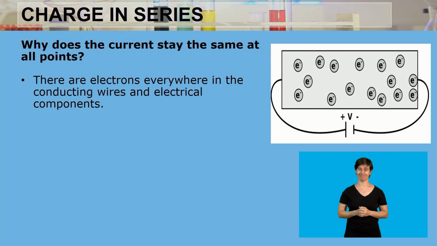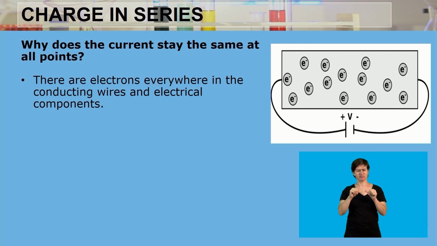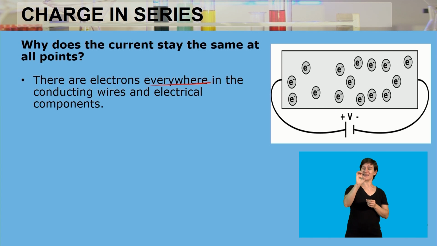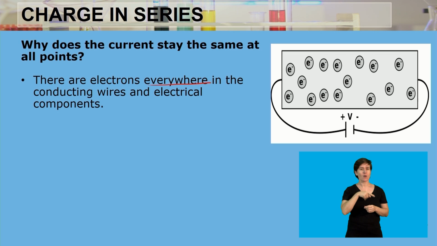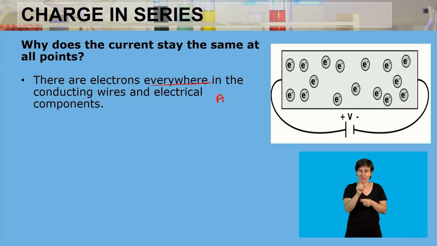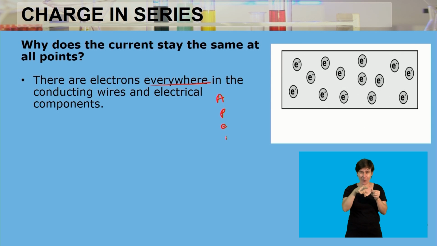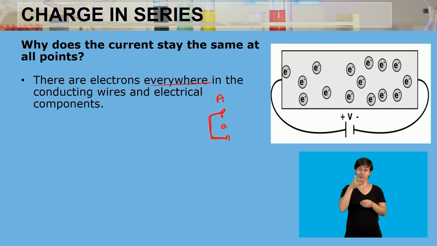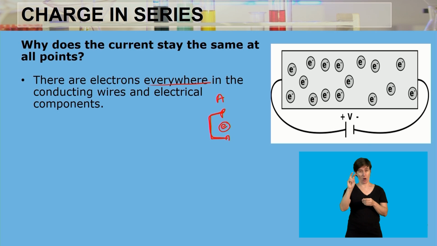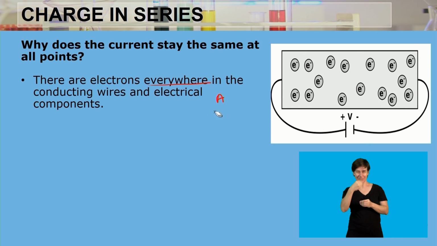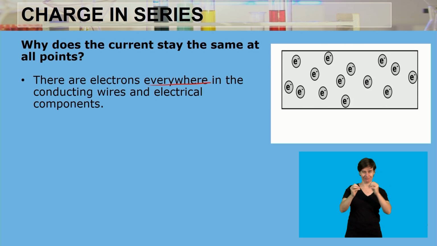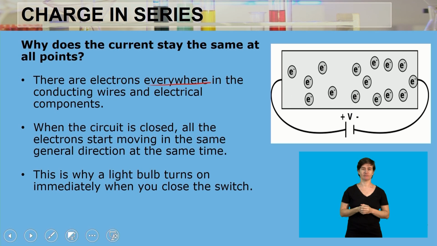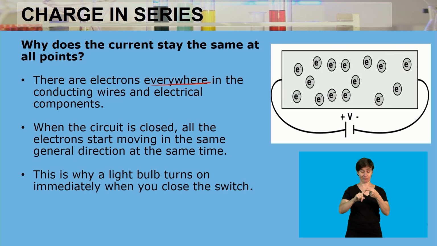Now, why does the current also stay the same? There are electrons everywhere in the conducting wires and electrical components. So all the wires that we are seeing, remember that everything around us is made up of matter, and all matter is made up of atoms, and atoms are made up of protons, electrons, and neutrons. The protons and neutrons are found in the nucleus of an atom, and the electrons form an electron cloud around it. Those are the ones you're seeing in the picture that I have here. So those are found in this conductor, and they are moving in various directions. Because it's a conductor, it's just matter, it has electrons, and it also has protons and neutrons.